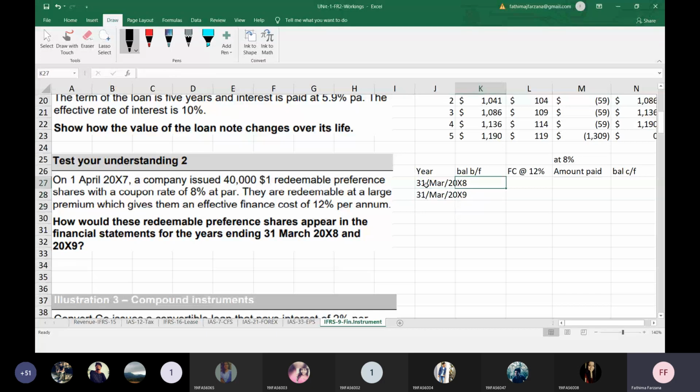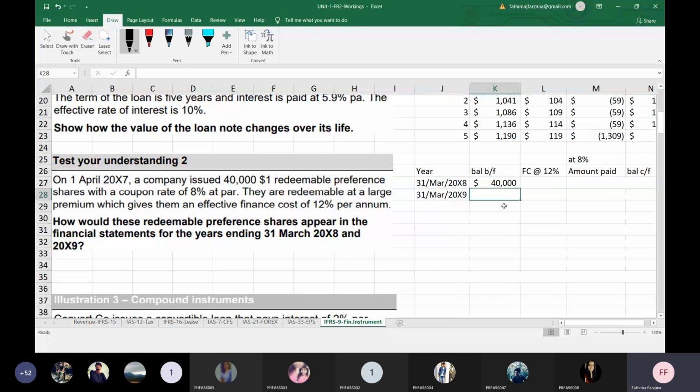Coming to the balance brought forward, initially how much is the amount the company issued? How much worth of redemption? 40,000. It is $1 each. We are not writing the number of shares here, we are writing the dollar value. So keep that in mind. So 40,000 into 1, I've taken 40,000. And the finance cost will be for this, into 12%.